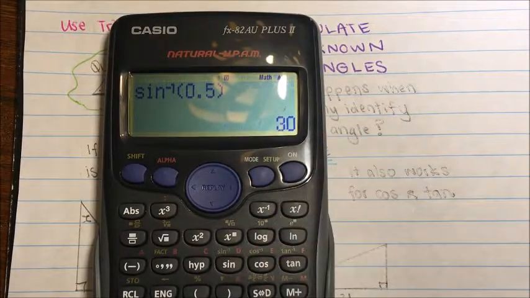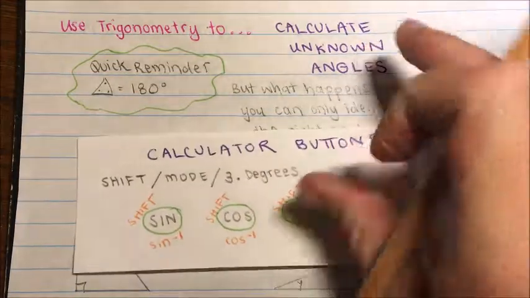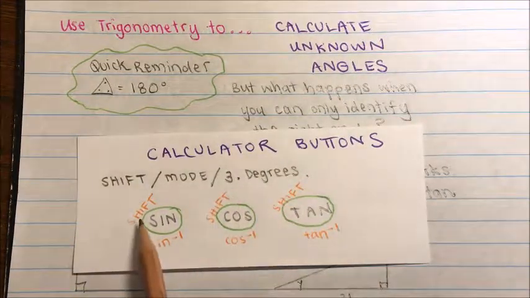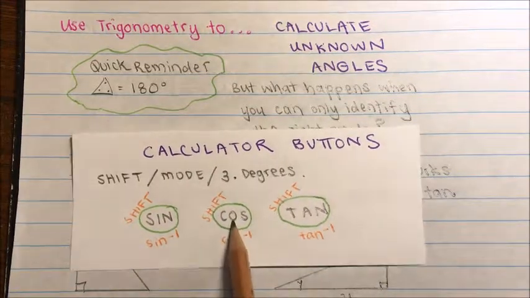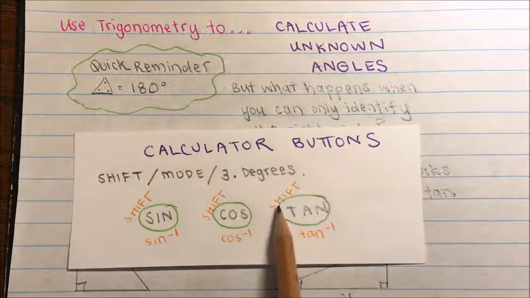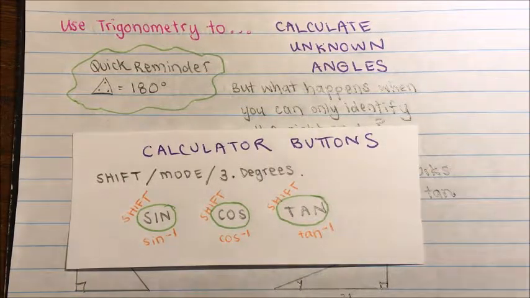So let's just have a little look. Let's just practice using those inverse buttons. Once again, a quick reminder, just check that you're in degrees. Shift sine is sine to the power of -1. Shift cos, cos to the -1. Shift tan, tangent to the power of -1.